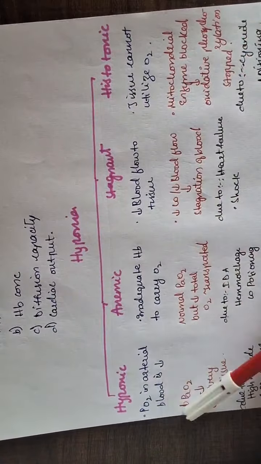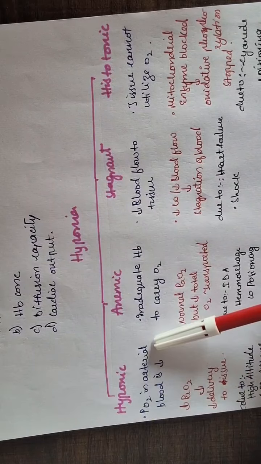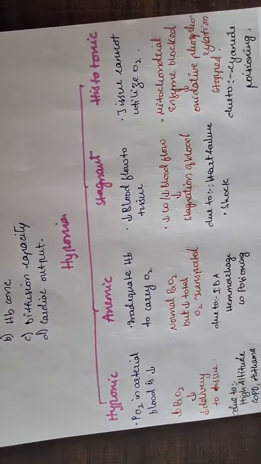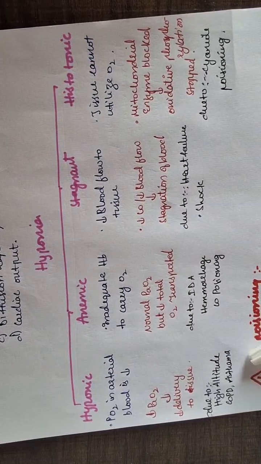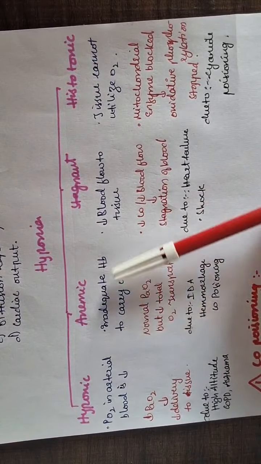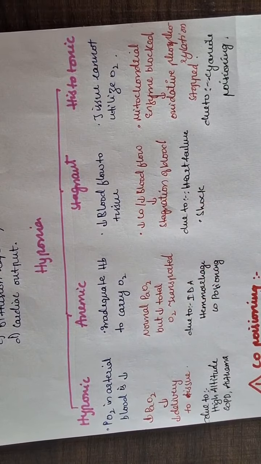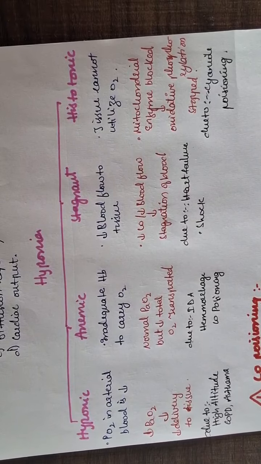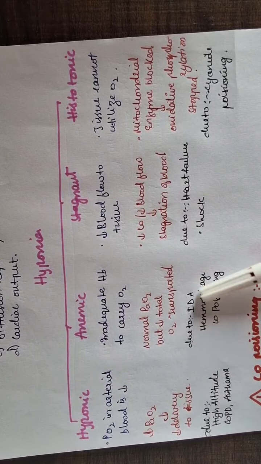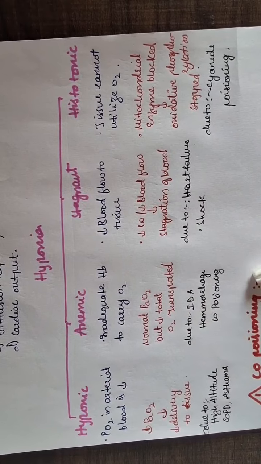In hypoxic hypoxia, there is decrease in the partial pressure of oxygen in the arterial blood, leading to decreased delivery to the tissue. This is seen in conditions such as high altitude, COPD, and asthma. Coming to anemic hypoxia, it is due to inadequate hemoglobin to carry oxygen. There is normal partial pressure of oxygen, but decrease in total oxygen transported. This may be seen in conditions such as iron deficiency anemia, hemorrhage, and carbon monoxide poisoning.